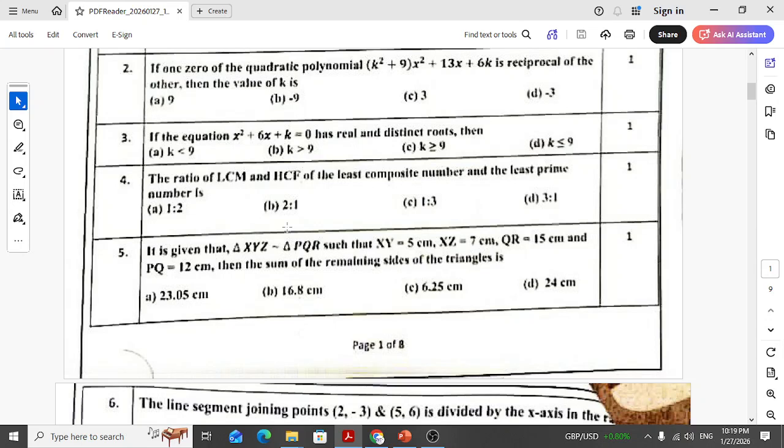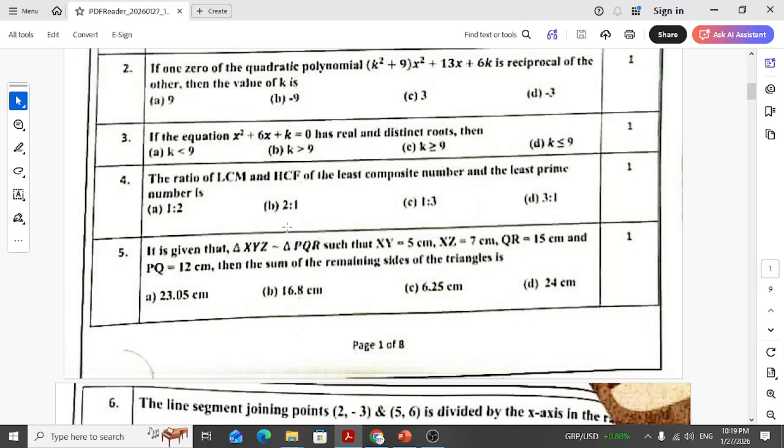Let us substitute the values. What is b square? b is 6, so b square is 36. Minus 4 into a, and a is 1. So can we say 36 is less than 4k, or if I send this 4k to this side, it becomes 4k less than 36. Or can we say k less than 36 by 4, which is 9. So k must be less than 9, which is option A. Correct, k is less than 9.